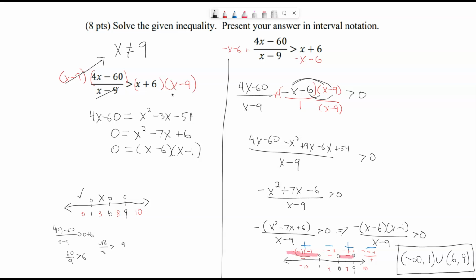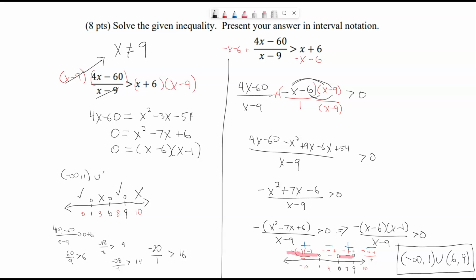Try 8. 8 times 4 is 32 minus 60, negative 28 over 8 minus 9, negative 1. That's 28. Is that greater than 8 plus 6 is 14? Yes, it is. Check. And 10. 40 minus 60, negative 20 over 10 minus 1 is 1. Is that greater than 10 plus 6, 16? No, that's definitely not. And again, we get the two intervals for our final answer of negative infinity to 1, soft bracket, union from 6 to 9, soft bracket.